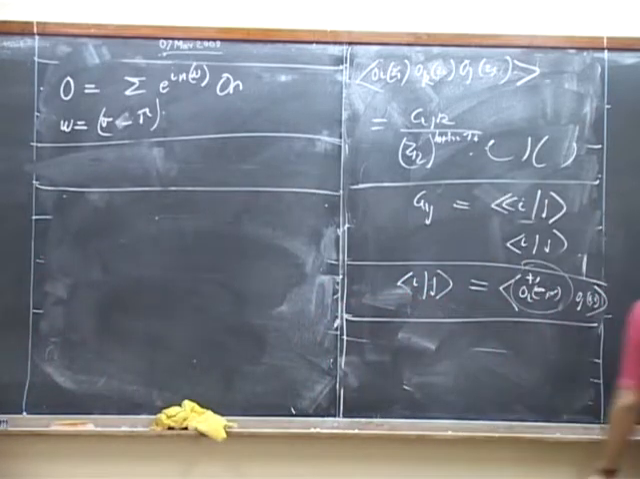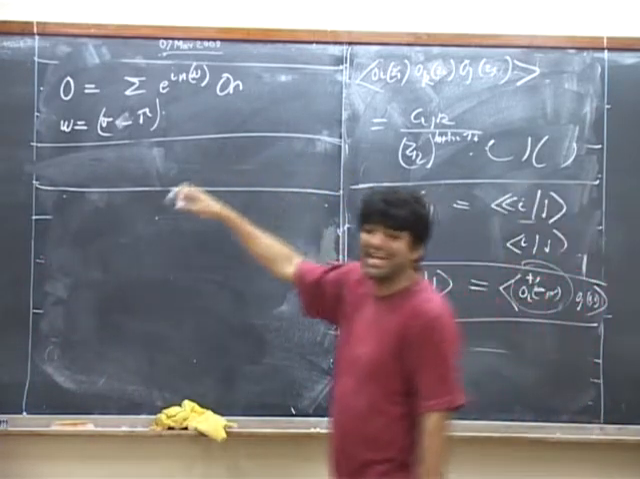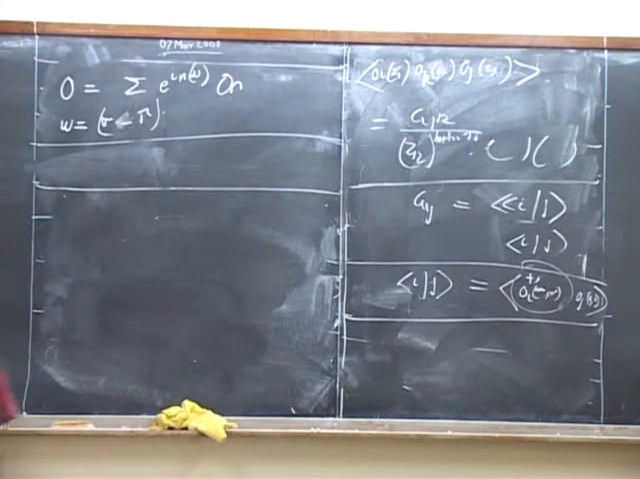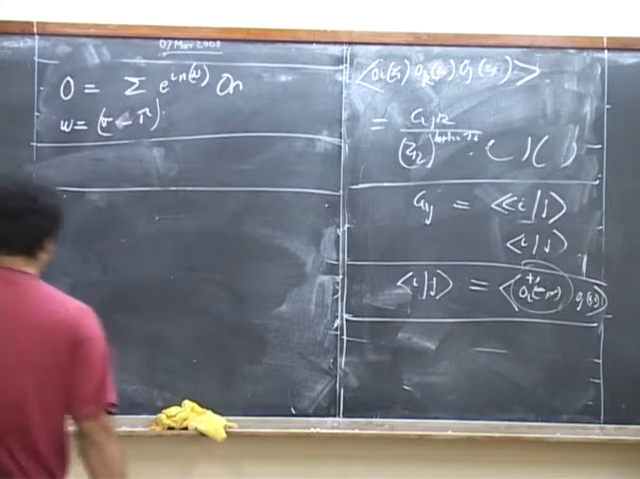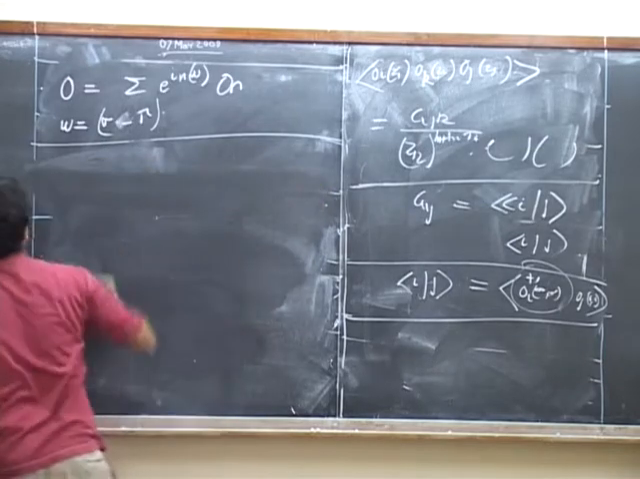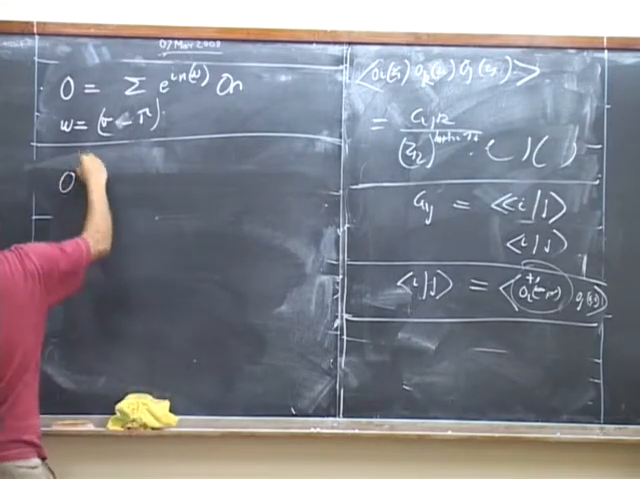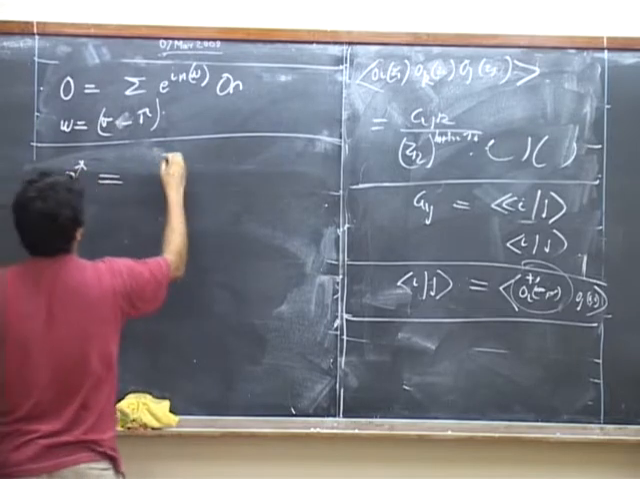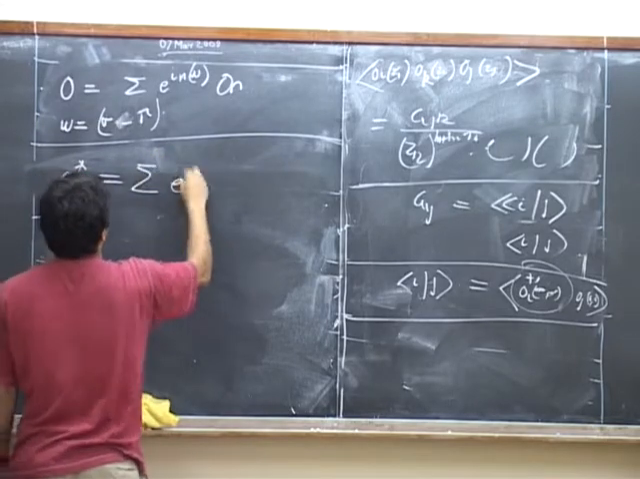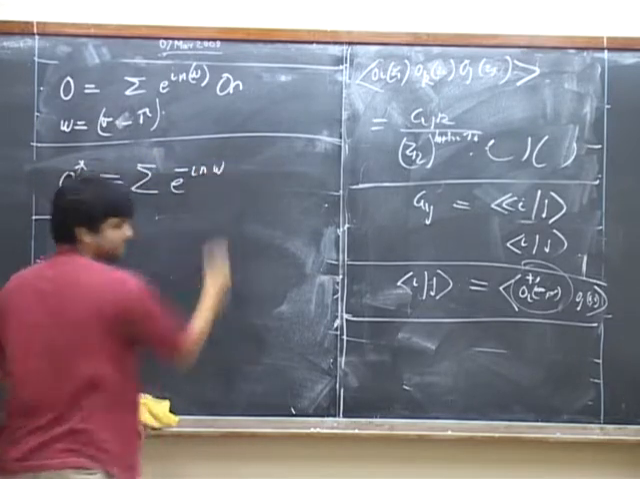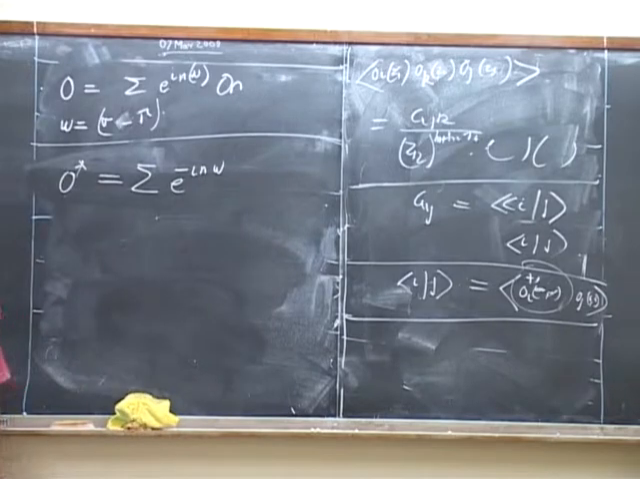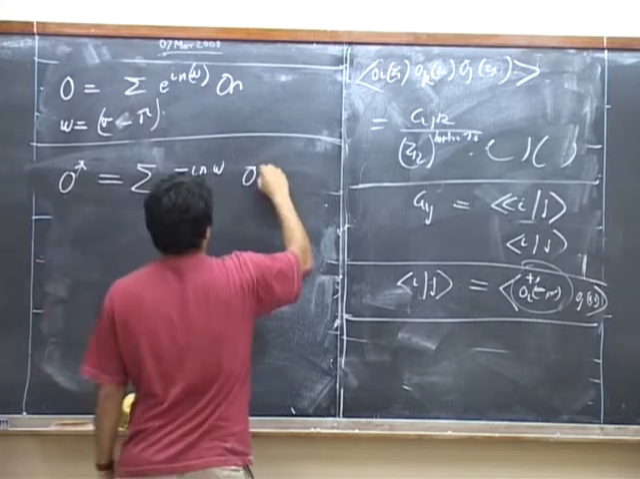Okay, good. So now suppose I just have this classical field, or actually a quantum operator expression, and I wanted to complex conjugate it, what would I get? Well, I would get that O star is equal to the sum over e to the power minus I n omega, times O n star.